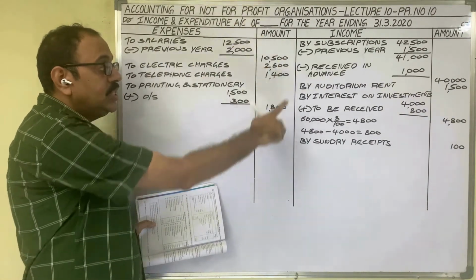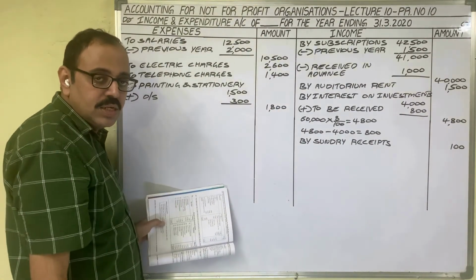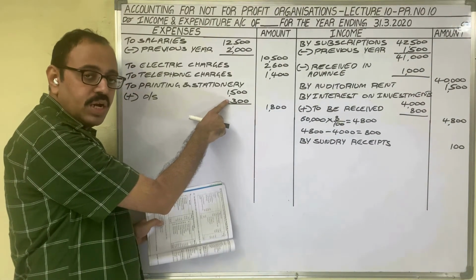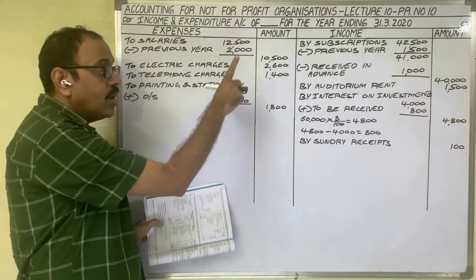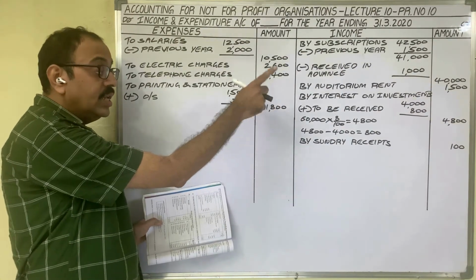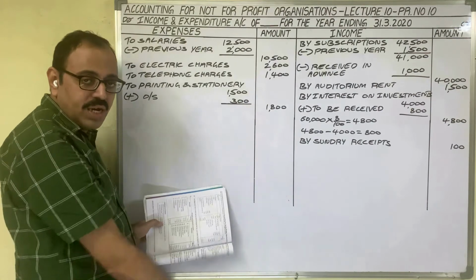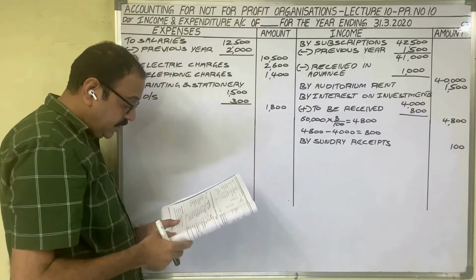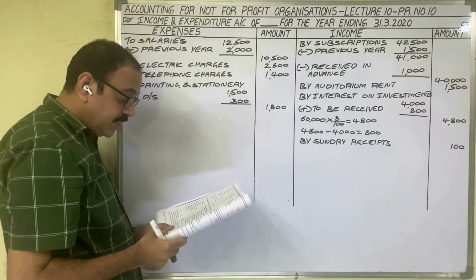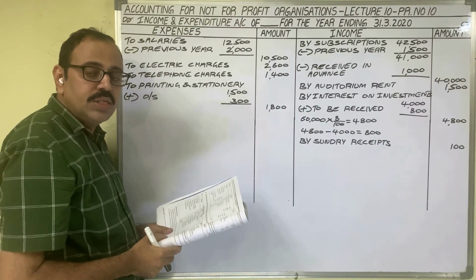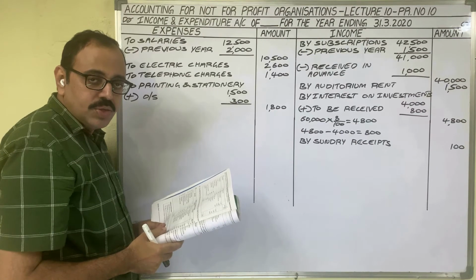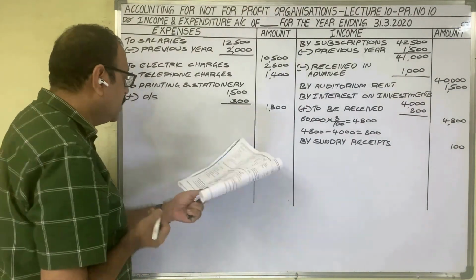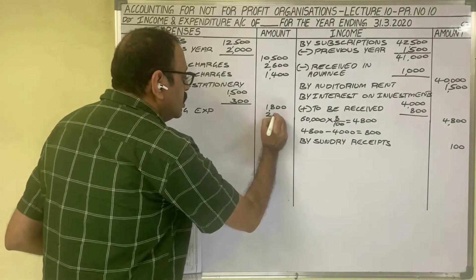As we prepare this account on accrual basis, not only paid amount, payable amount also we should consider. Similarly, not only received amount, receivable income also we should consider. So we are adding 300 rupees here. Next, traveling expenses 2000 rupees. This is regular expenditure. So debit side of this account. To traveling expenses 2000 rupees.